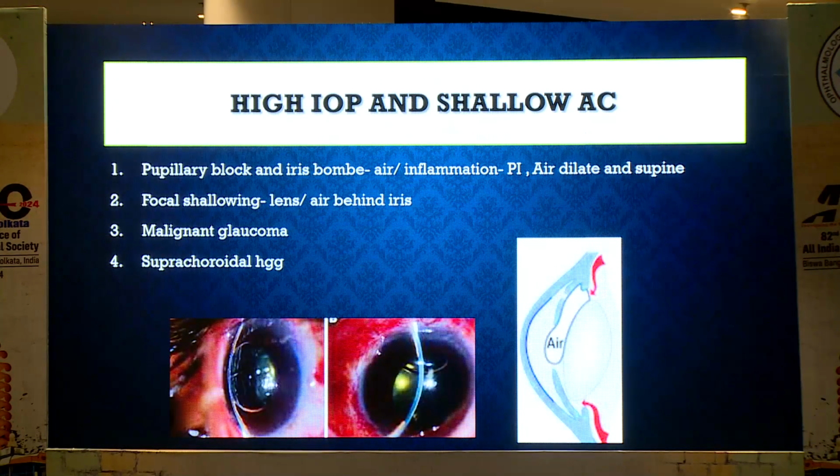When we are looking at a shallow anterior chamber and high IOP, very often it is because of air which causes a pupillary block. We would want to dilate such patients, keep them in a supine position, bring the air out, or do a peripheral iridectomy in such cases.